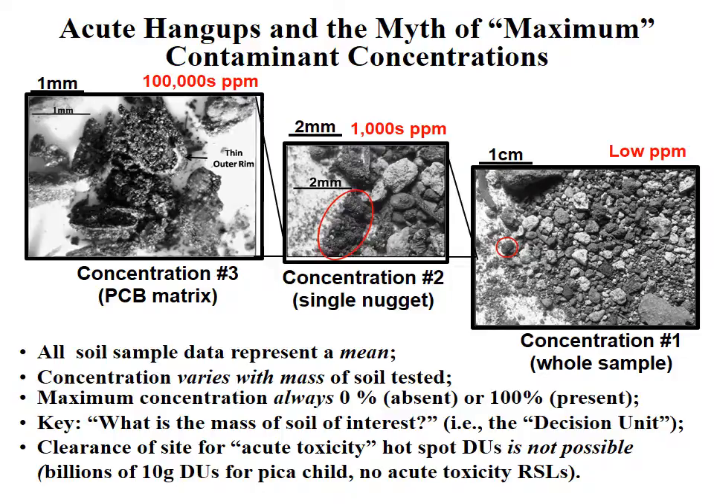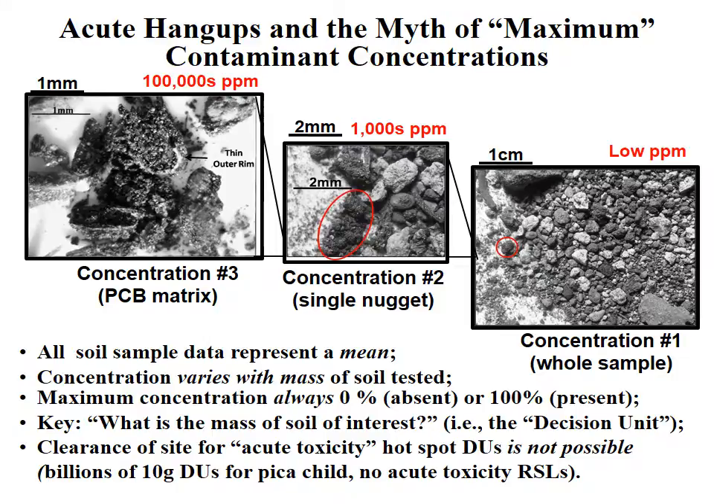And the assumption, proven valid over time, is that if you address chronic risk or long-term exposure to contaminants in soil, then you're also going to be addressing acute risk. If you're concerned about acute risk at a site for some reason, then the only thing you can do is remove the soil or cap it.